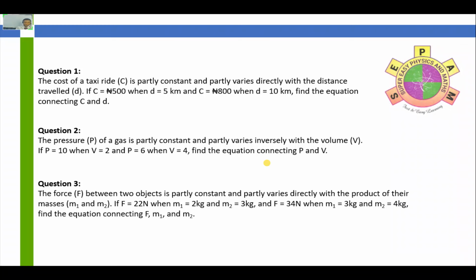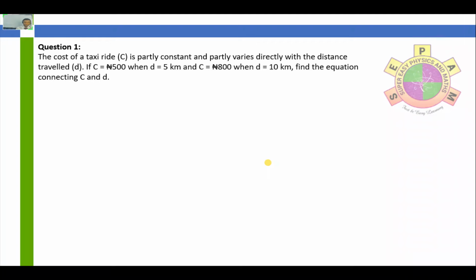So then the second practice question deals with calculating the pressure of a gas as the volume varies, and then the force between two masses once the masses are known. So let's go into each of the questions.